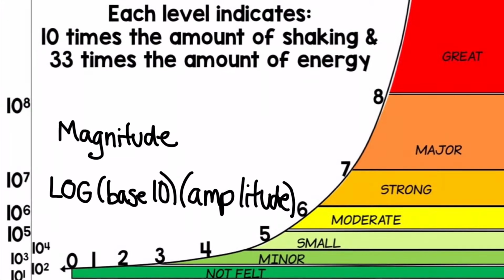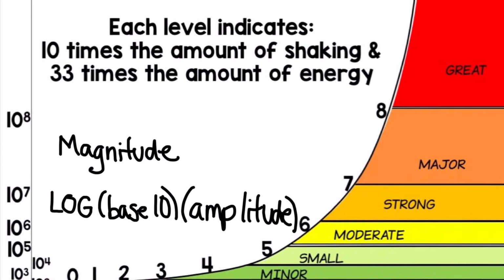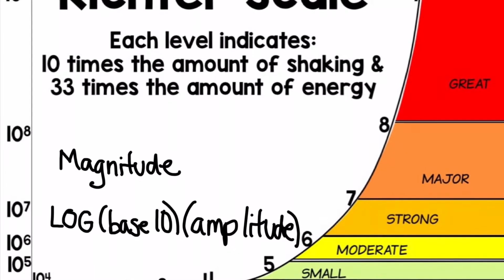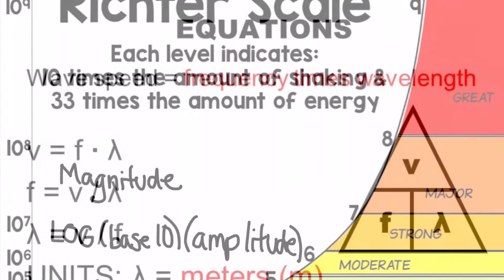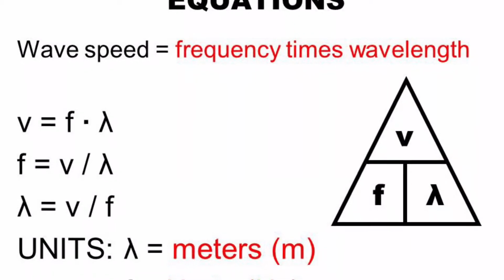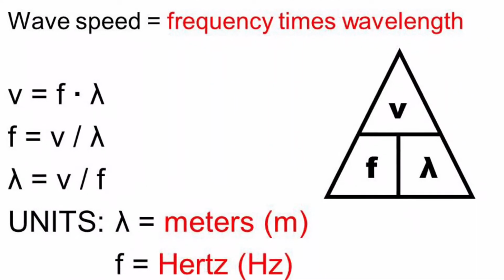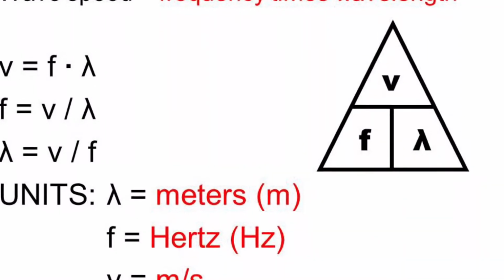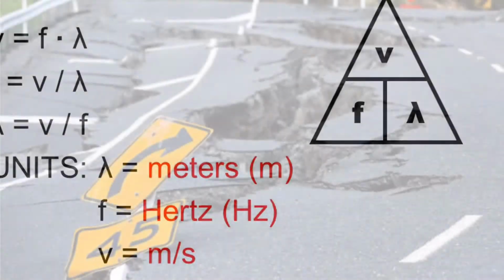The Richter scale is a magnitude scale used to measure the strength of earthquakes. You can also calculate the magnitude by using logarithm base 10 times the maximum amplitude of the wave in microns. In the equation, v equals wave speed, f is frequency, and lambda is wavelength. To find the seismic wave's wave speed, you need to multiply the frequency times the wavelength. Wave speed is measured in meters per second, lambda in meters, and frequency in hertz.